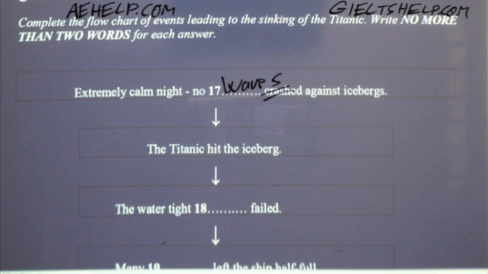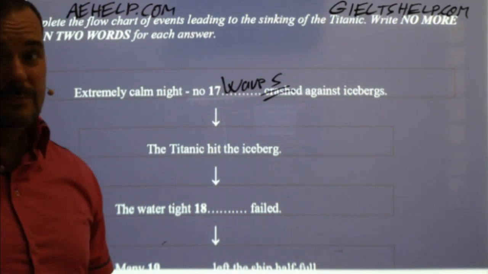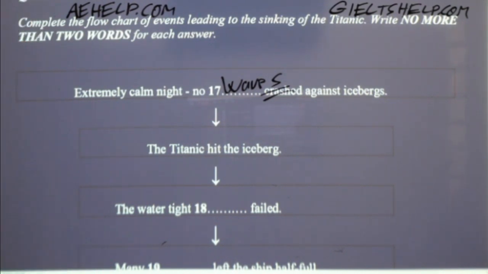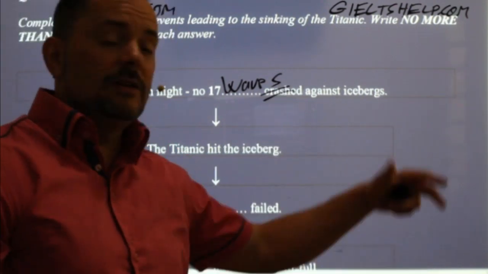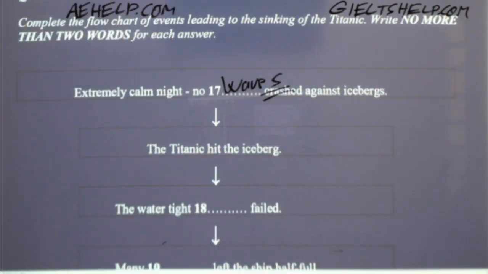Weird that waves are countable because there's so many of them. Doesn't really make sense. But yeah, I guess you can count like 1 wave, 2 wave, 3 waves, 4 waves, 5 waves. So waves. All right.